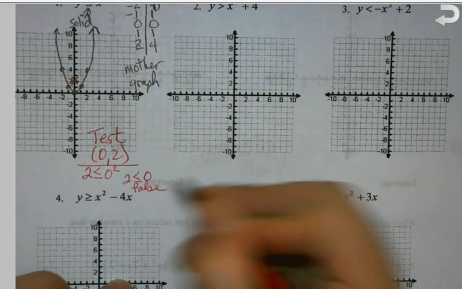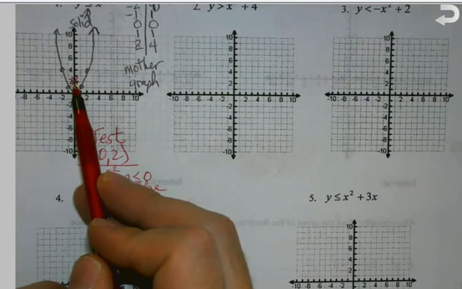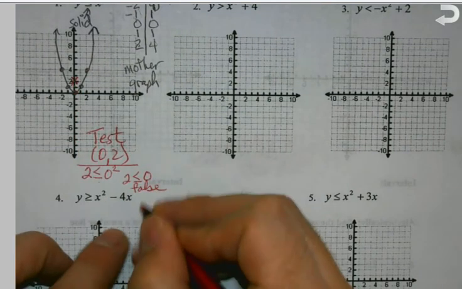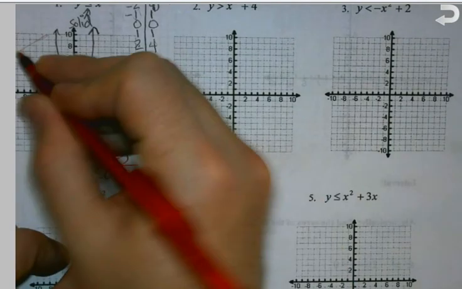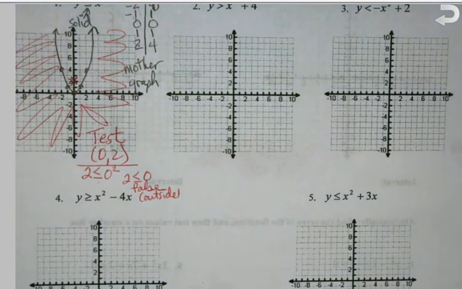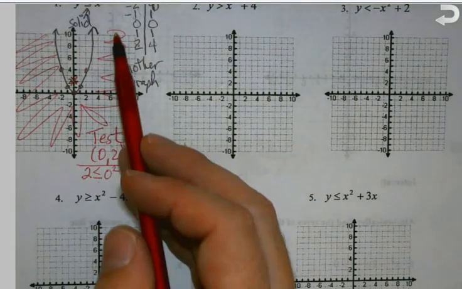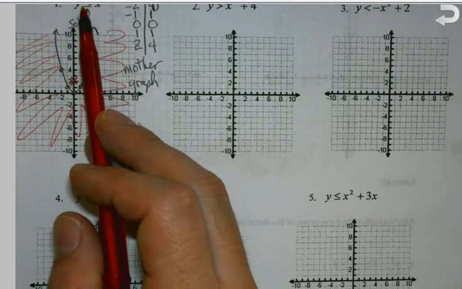Here's what that means. False means I shade in the opposite region of where I am. Since my test point was inside the parabola, and I got a false, in this case, that means I'm going to shade on the outside. That's where my solutions would be. So any point that I would pick outside of my parabola would make this a true statement.